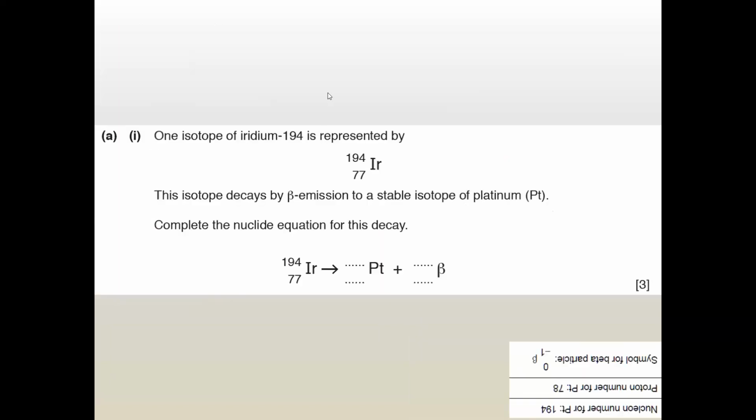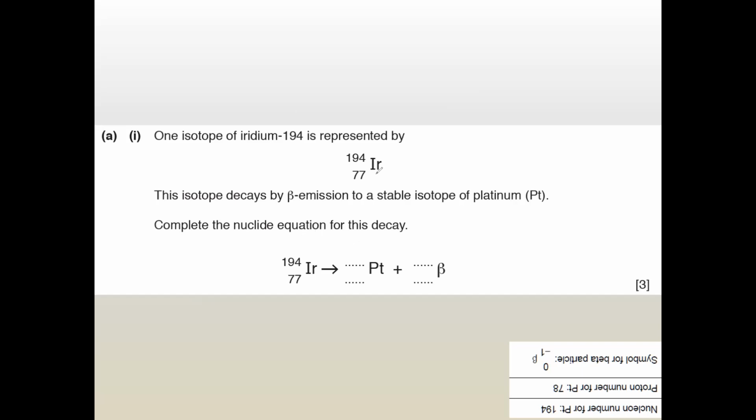Another example, as we discussed already: whenever there's a beta emission or a beta decay, the mass number does not change and the atomic number increases by 1. So one isotope of iridium, which is 194, is represented by 194 Ir and 77. This isotope decays by emission of a beta to a stable isotope of platinum. Complete the nuclide notation.